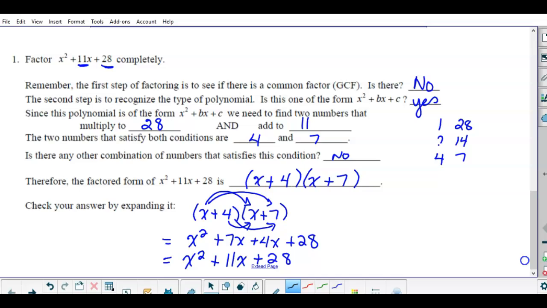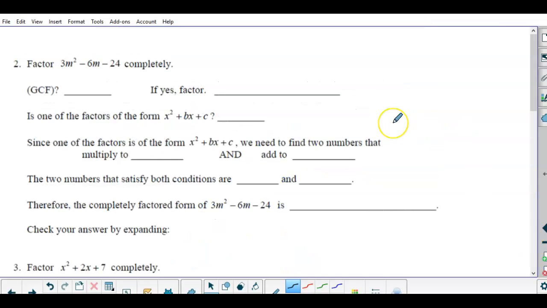Okay, so then turn to the next page. There's another one there. You're going to do the same process. Check. Is there a common factor? Yep, so let's take a look. 3, absolutely. And if yes, factor the 3 out. So remember from yesterday, we show a 3 with a bracket, and we divide everything here by 3. So that's going to leave us with m squared minus 2m minus 8. That's your first step.